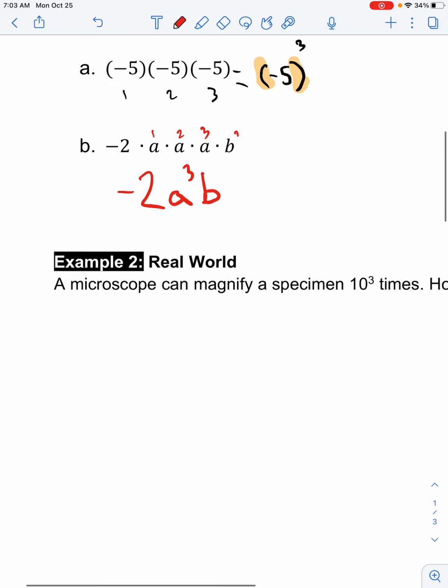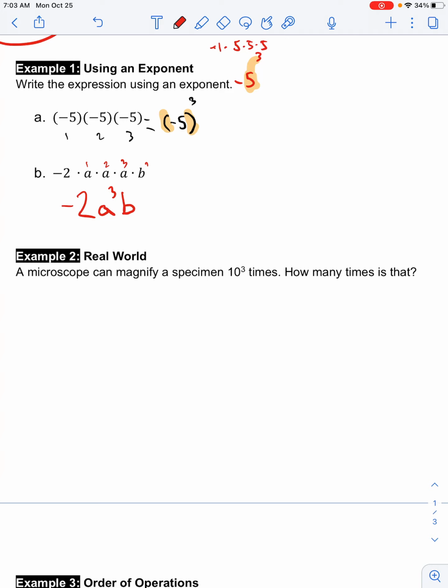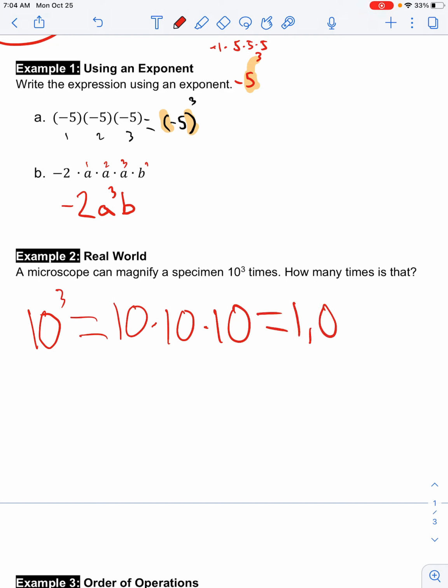All right, let's see here. A microscope can magnify a specimen 10 to the 3rd times. How many times is that? A microscope you might use in science class to see super small cells or something like that. 10 to the 3rd power means I need to repeat my base number, 10 times 10 times 10, which is going to give me 1,000. So a microscope can make it 1,000 times bigger.